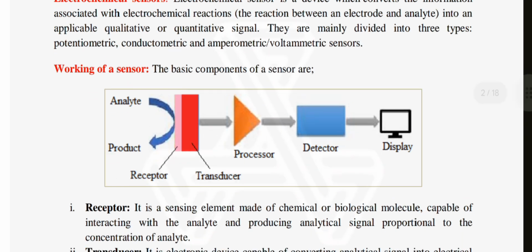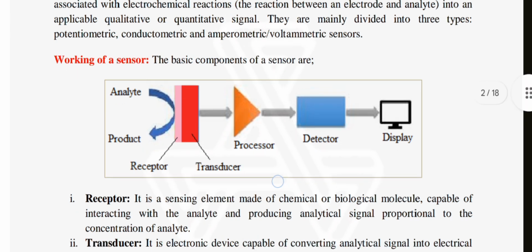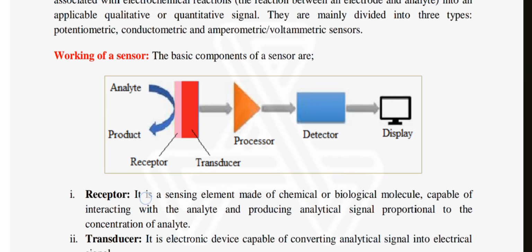Electrochemical sensor. An electrochemical sensor is a device which converts the information associated with electrochemical reactions, the reaction between an electrode and analyte, into an applicable qualitative or quantitative signal. They are mainly divided into three types: potentiometric, conductometric, and amperometric or voltammetric.